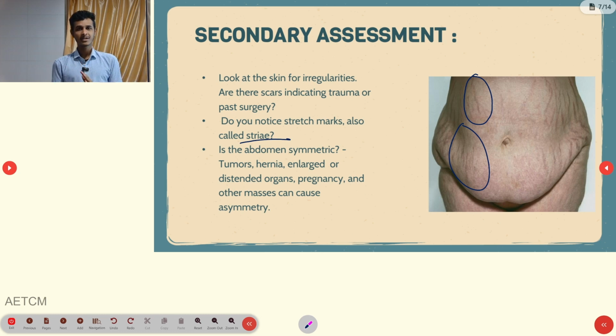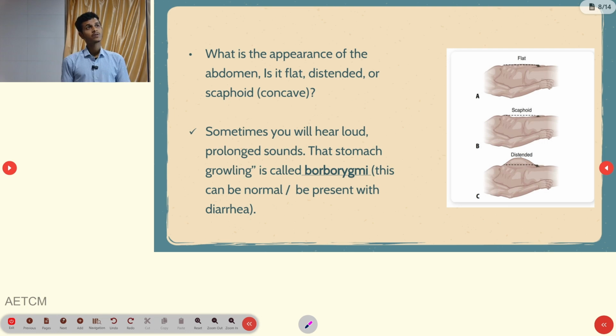Any abdominal asymmetry because of tumors, hernia, organomegaly, pregnancy, or other masses may cause abnormal asymmetry. This we also have to check in the inspection part. Next is the appearance of the stomach, whether it is a flat abdomen, a distended abdomen, or a concave or scaphoid abdomen. In that image we can see flat, scaphoid and then distended abdomen.